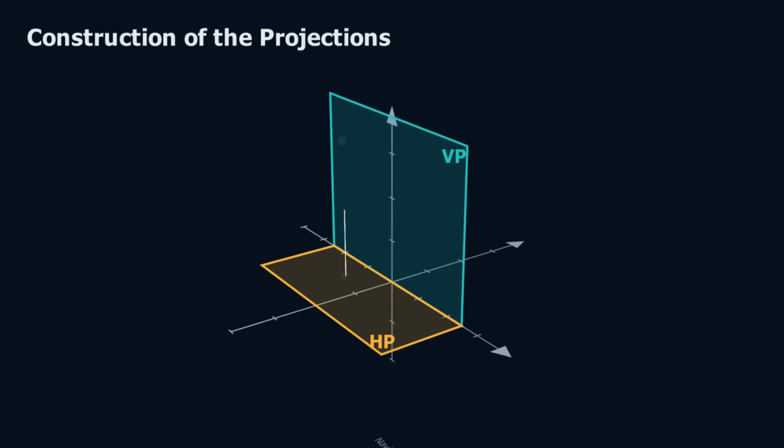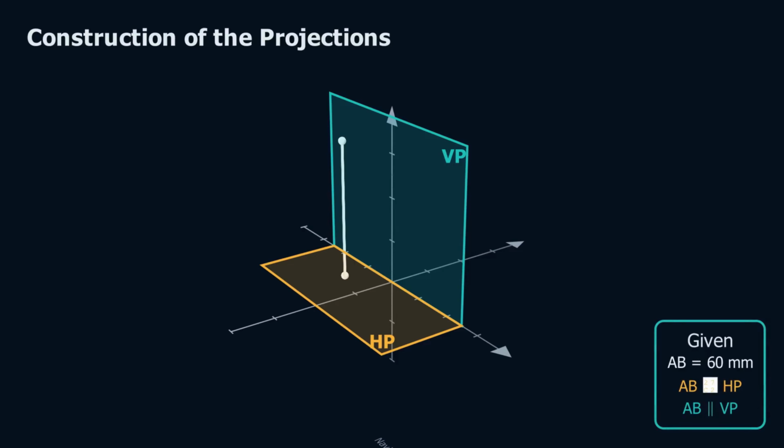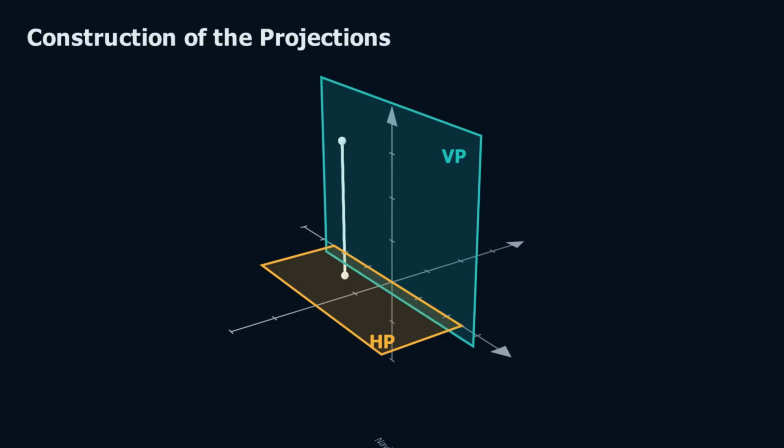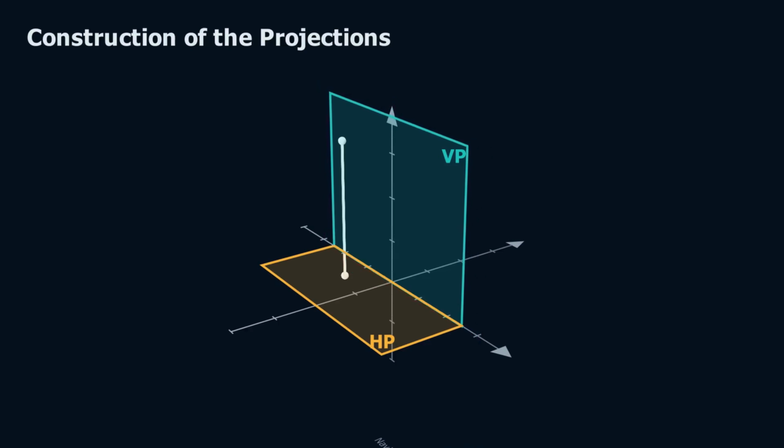In the previous scene, we established that the straight line AB is perpendicular to the horizontal plane and parallel to the vertical plane. Let us now construct its orthographic projections. We shall first construct the front view, followed by the top view of the straight line. We shall begin by constructing the front view of the straight line.